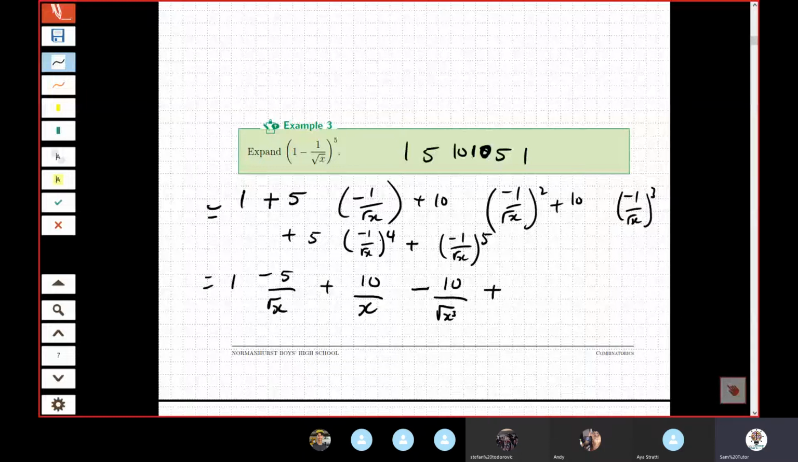Plus, again, that's a power of 4. A negative and a power of 4 is a positive, so that's 5 over root x to the power of 4. That's root x times root x, which is x squared. And then minus 1 on root x to the power of 5. Done. There's not much you can do there. Any questions?